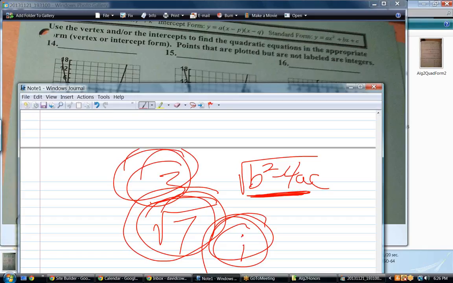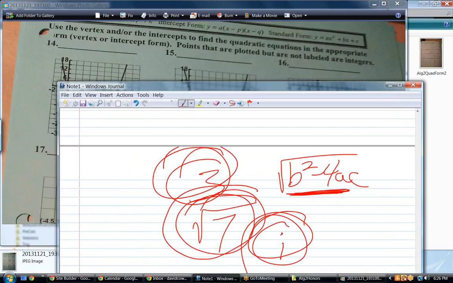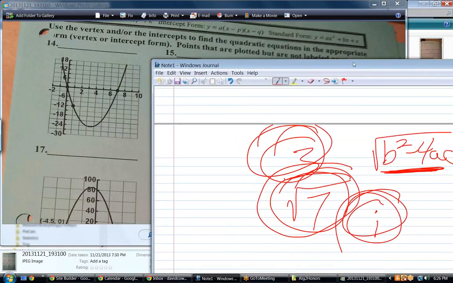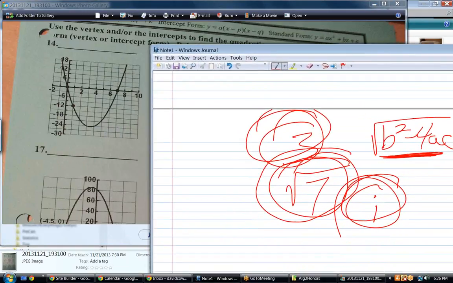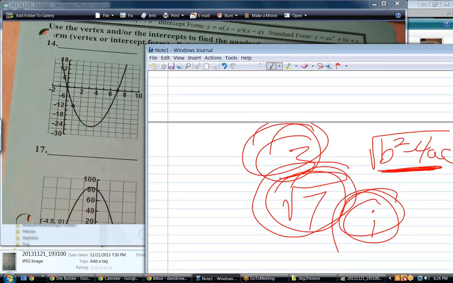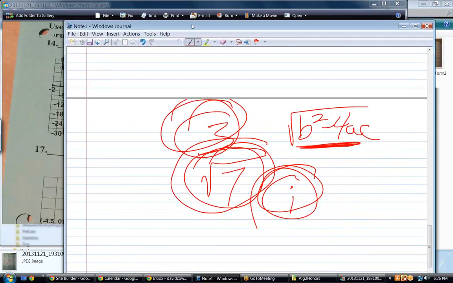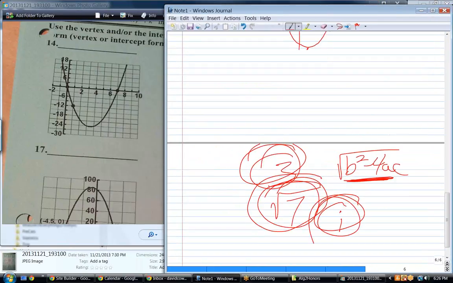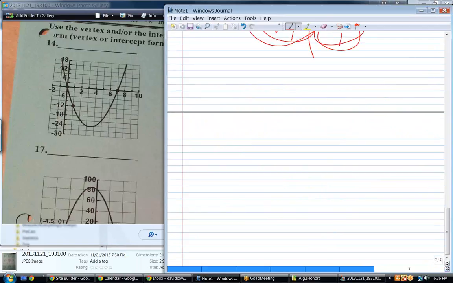First of all, they want us to tell them whether we're going to use vertex or intercept form. Hold on, let me reposition my whiteboard here. Excuse me. Every now and then the cursor disappears so you can't see it if it's in the whiteboard. It's very troublesome. You don't know how to monitor.